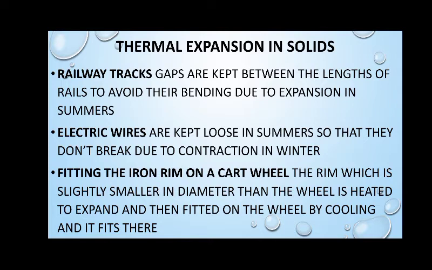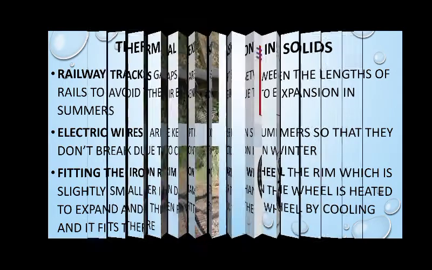Then fitting of iron rim on the cartwheel. The rim, which is slightly smaller in diameter than the cartwheel, is heated. On heating it expands, and then it is fitted on the wheel, and by cooling, it fits there. You can see in these diagrams.